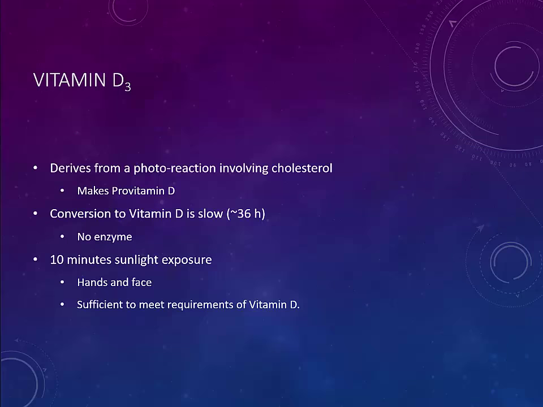So just for fun, let's take a look at vitamin D. Interestingly enough, a lot of people don't realize human beings actually do photosynthesize. There's one thing we can photosynthesize, and that's vitamin D. This is a very slow reaction. It requires ultraviolet light, and the conversion to vitamin D is not enzymatically driven. It's very, very slow. All you need to maintain proper levels of vitamin D in your body is 10 minutes of sunlight exposure per day on your hands and face. That's it. That's all you need.